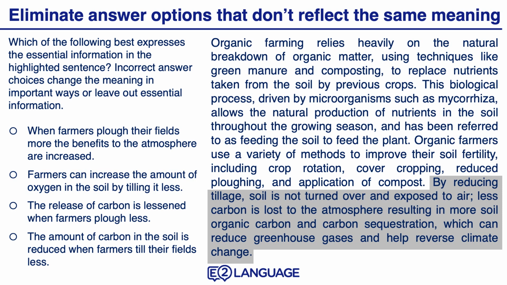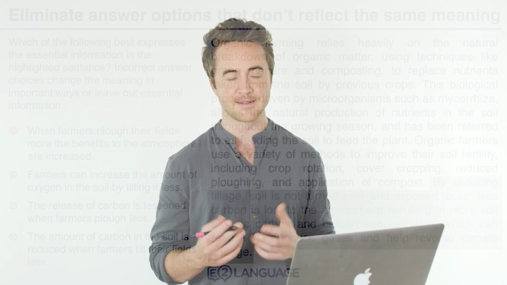So when farmers plough their fields more, the benefits to the atmosphere are increased. That is contradictory. Farmers can increase the amount of oxygen in the soil by tilling it less. Didn't say oxygen, it said carbon. The release of carbon is lessened when farmers plough less. I like the sound of that one. Let's eliminate this one. The amount of carbon in the soil is reduced when farmers till their fields less. Again, this is contradictory. It didn't say that.